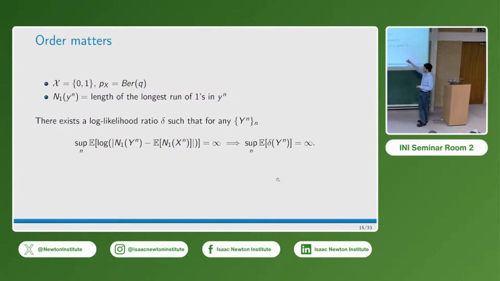And there exists a log-likelihood ratio that you can express such that for any sequence yn, if the longest run of ones differs in an unbounded way from the expected longest run of ones, then the score according to delta will explode again. To give you an idea, what we would expect as the longest run of ones is log n. You can show that this expectation is approximately log n.